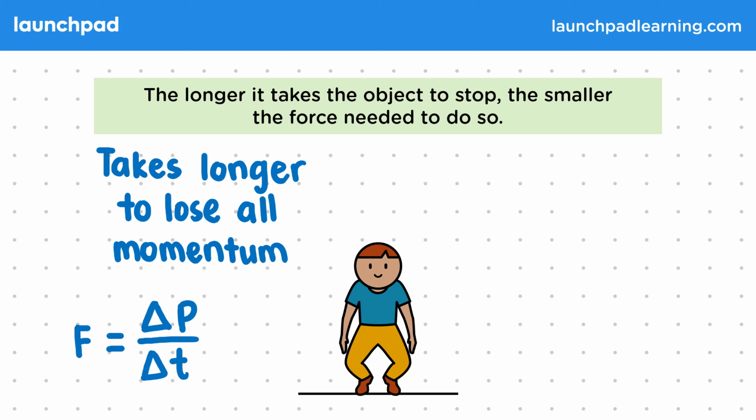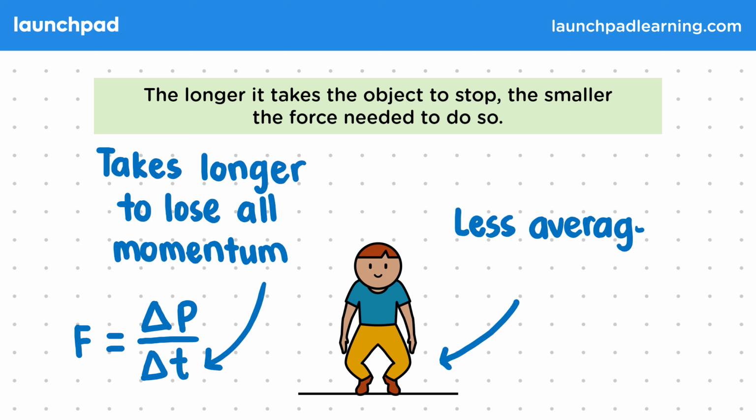If the person falls from the same height, the change in momentum would be the same. It's their initial momentum decreasing to 0. But if it's taking longer to lose this momentum, then the time taken must be larger. As the numerator of this fraction is larger, the force must be smaller. So there's less average force acting on the legs as the person lands, reducing the damage done to them.